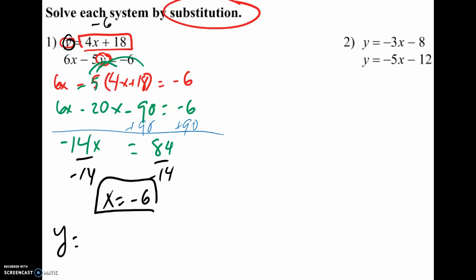So y equals, pardon the voice, getting a little raspy from talking all day and making these videos in the evening.